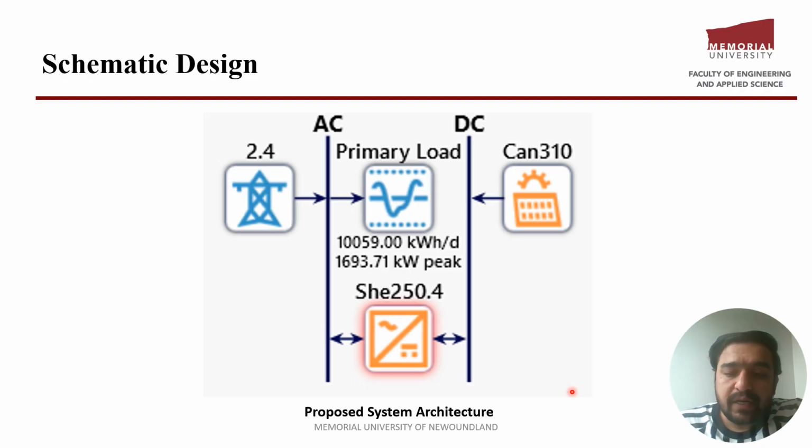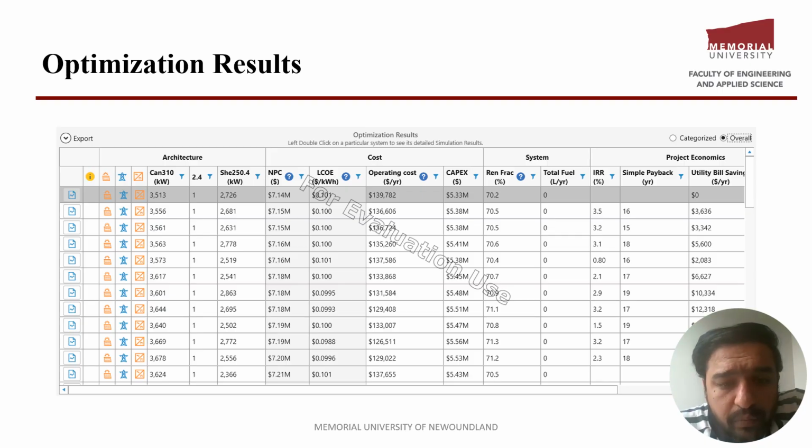As mentioned in the previous slide, the load obtained from the faculty is about 3.67 million kilowatt hours per year. If we divide this by day, it will be 10,059 kilowatt hours per day. This is also the optimization result and the winning system architecture, which HOMER analyzed. It is this one.